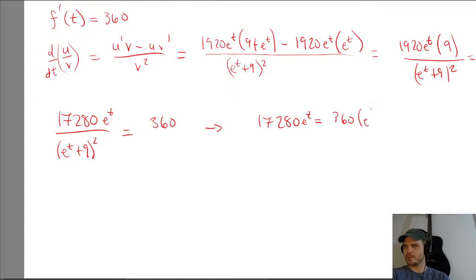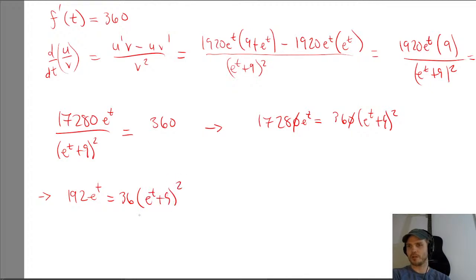And this is times e to the t plus 9 squared. I know that we just multiplied this number by 9 to get that. So I can cancel 10 from both sides, divide both sides by 9, and that will give us 192 e to the t equals 36 times e to the t plus 9 squared.